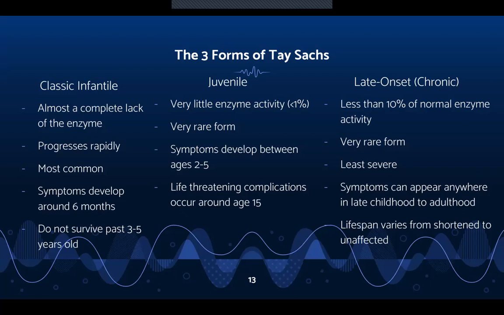The last form is late onset Tay-Sachs, which is very rare and is also the least severe. It is caused by less than 10% of normal enzyme activity. Symptoms can appear anywhere from late childhood to early adulthood, and lifespan varies from shortened to unaffected.